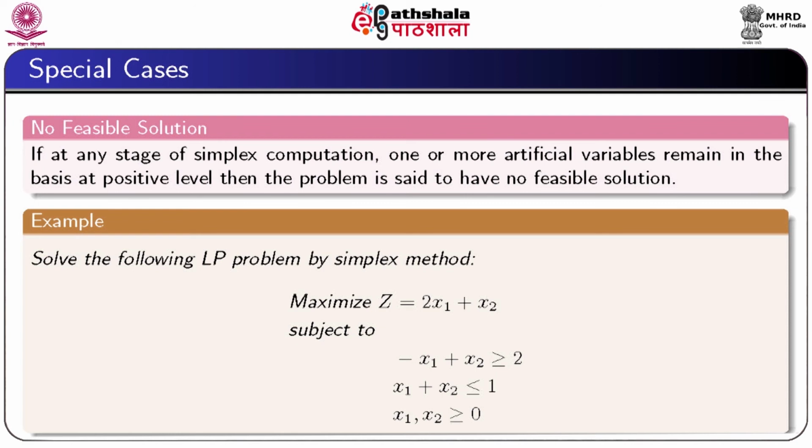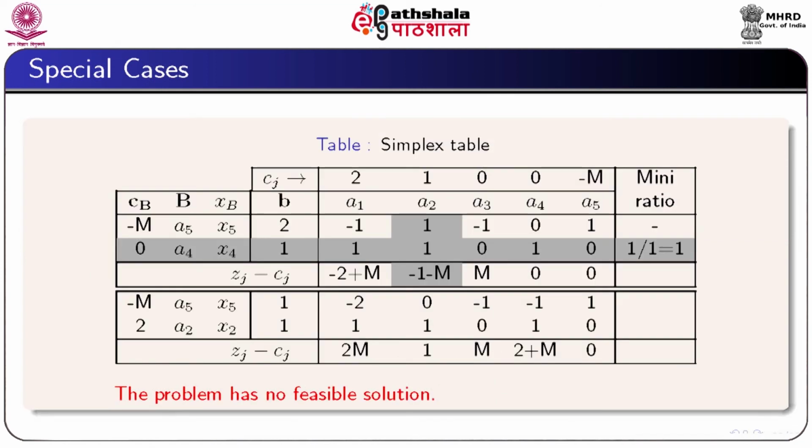Maximize z equal to 2x1 plus x2 subject to two constraints, one is greater than or equal to and another is less than or equal to type. We first convert the problem into the standard form and put it in the simplex table. Here we introduce surplus variable x3, slack variable x4 and artificial variable x5 to convert the problem to standard form. So, when this problem is fitted into the simplex table, we see that in the first iteration a2 is the entering vector and a4 is the departing vector.